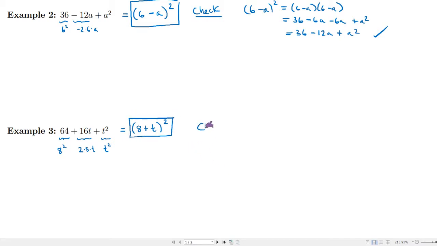And we can always check this. Don't have to, but it doesn't hurt to see this extra check. The square would look like this: 64 plus 8t plus 8t plus t squared, which is 64 plus 16t plus t squared. And that is what we originally had.